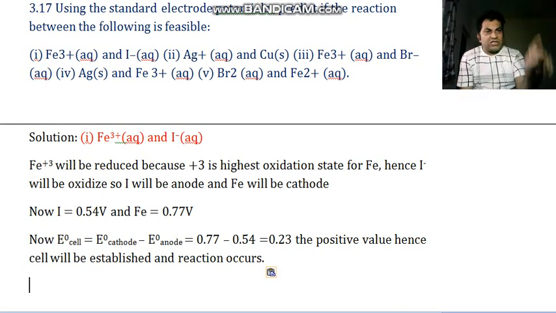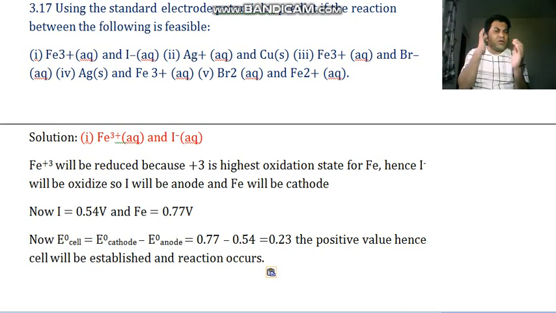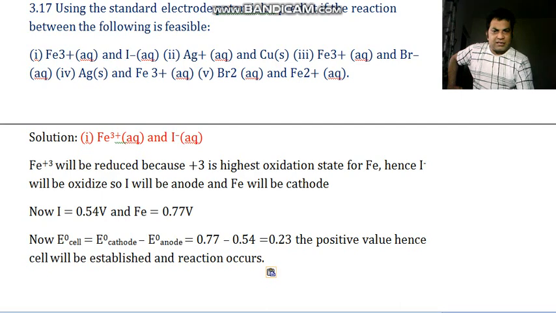Now if positive answer comes, reaction occurs. Negative answer comes, reaction will not occur. So that is our last tragic point. You understand? અહીંયા પોઝિટિવ આન્સર મળ્યો છે એટલે સેલ એસ્ટાબ્લિશ થશે અને રિએક્શન ઓકર થશે.